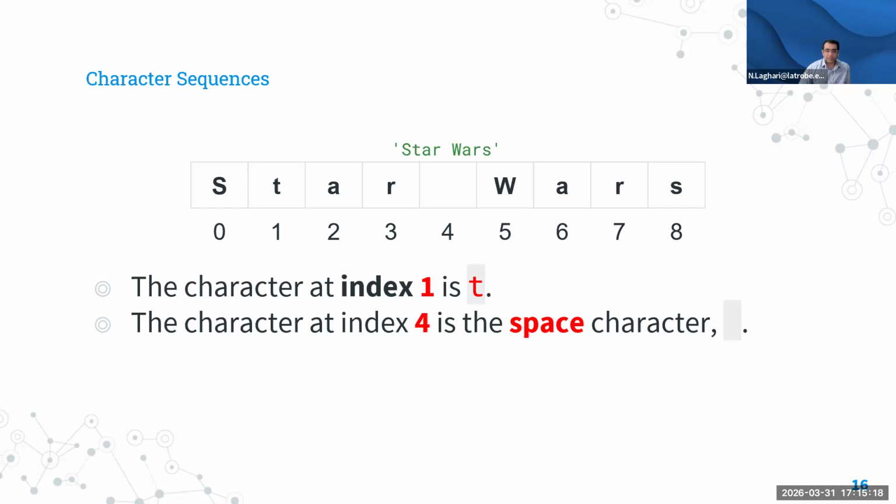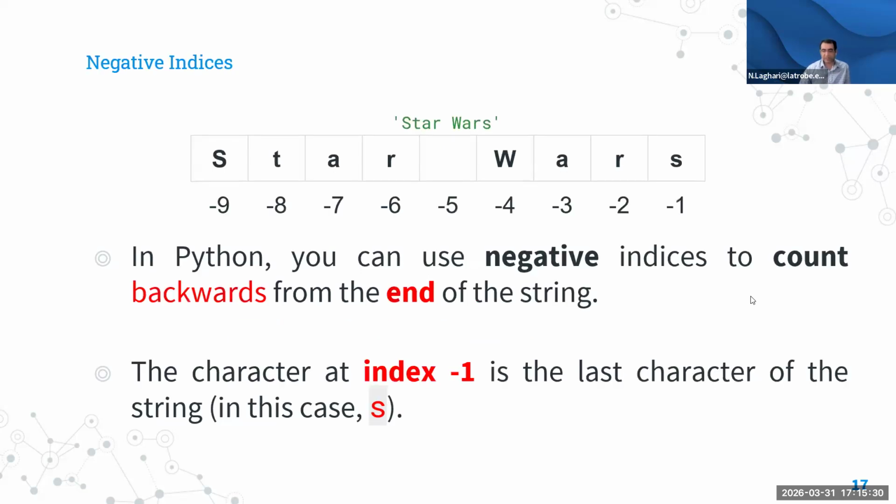So here is one example. If we have the string Star Wars, then capital S, you see, starts with the 0 index: 0, 1, 2, 3, 4, 5, 6, 7, and 8. Okay, and we can use reverse indexing. If you want to refer to the character at minus 1 of the string, it is the last character. So minus 2 is the second last, third last, and so on.